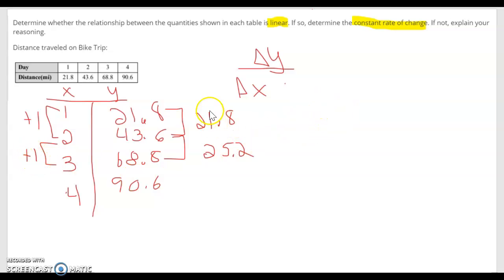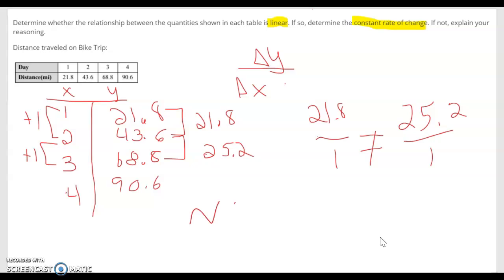Therefore, this one is 21.8 over 1. The next one is 25.2 over 1. They are not equal, not a line. And no, it does not have a constant rate of change.